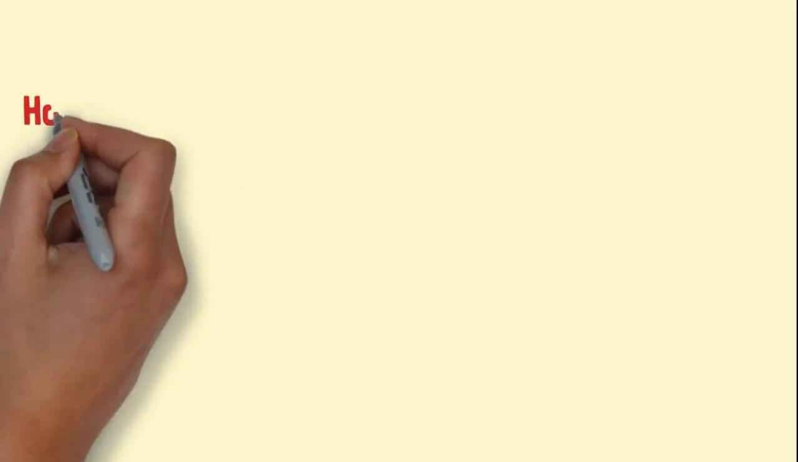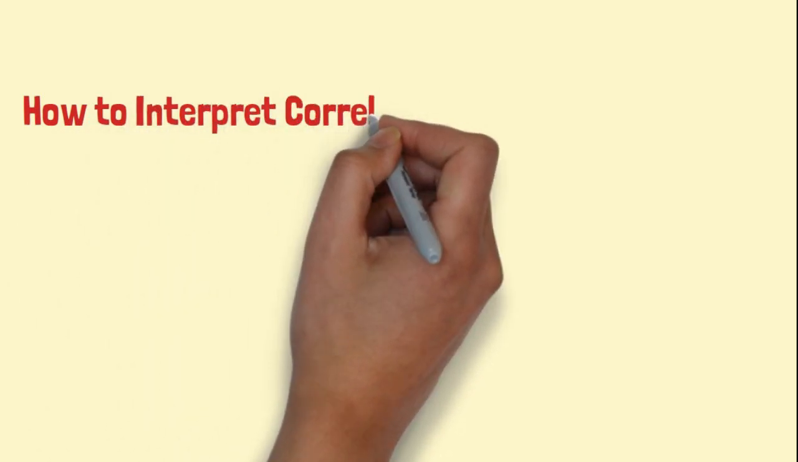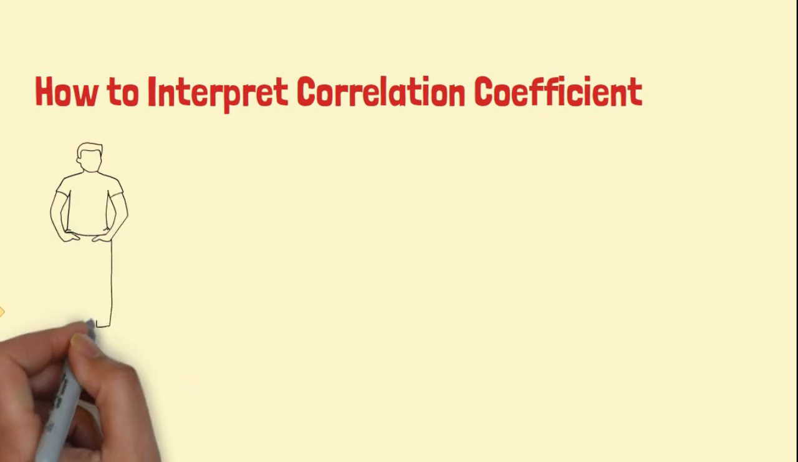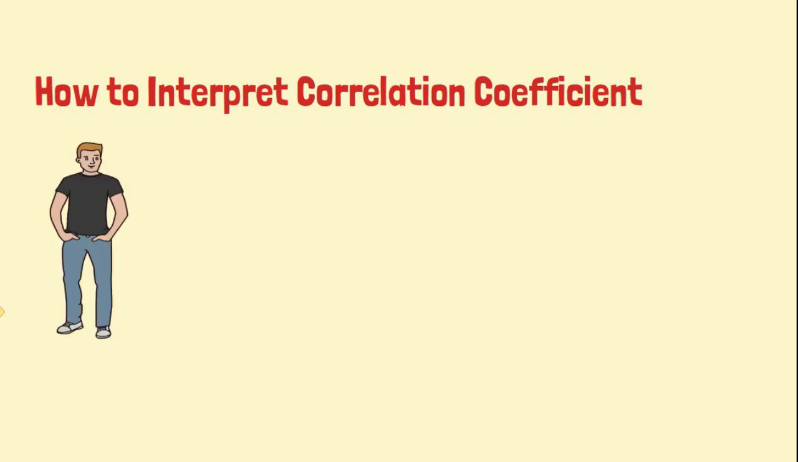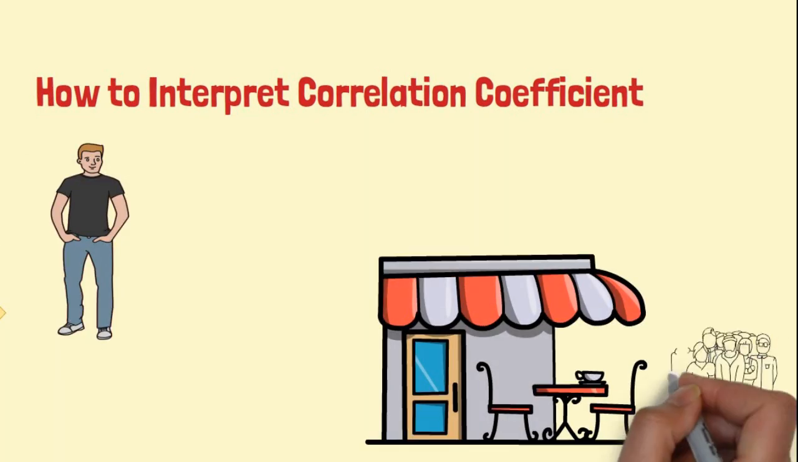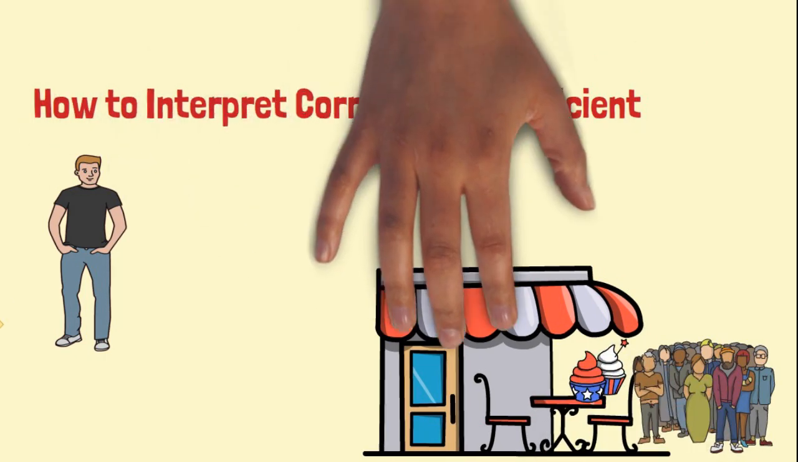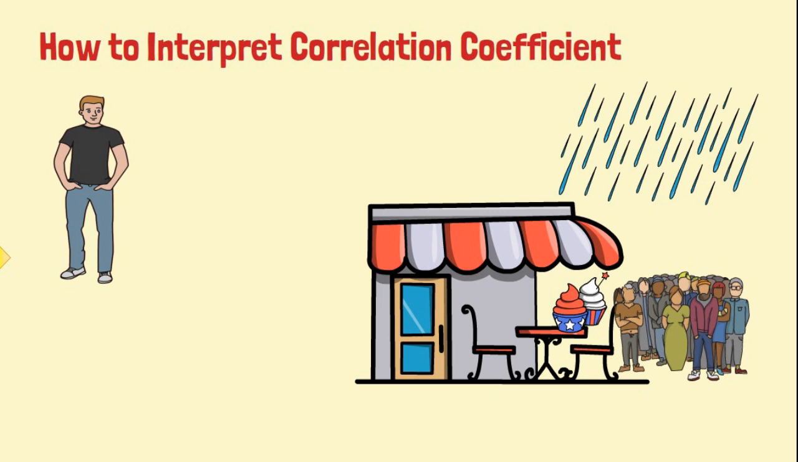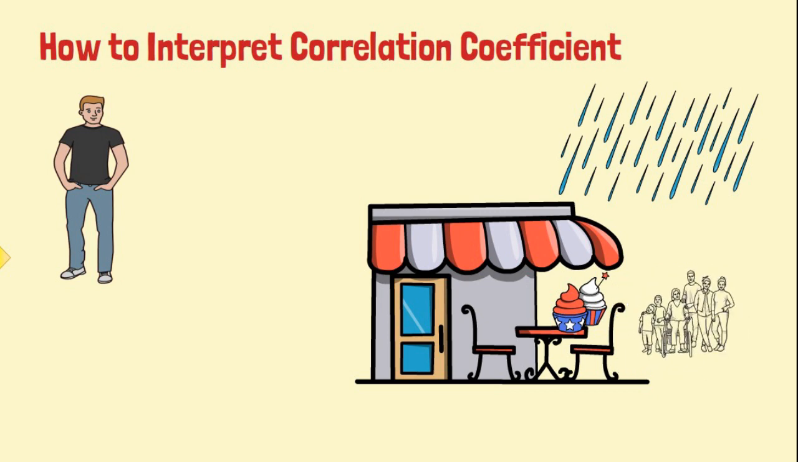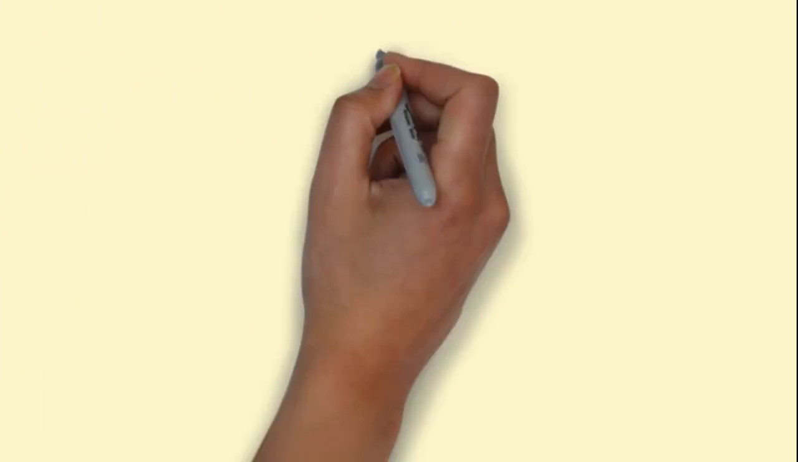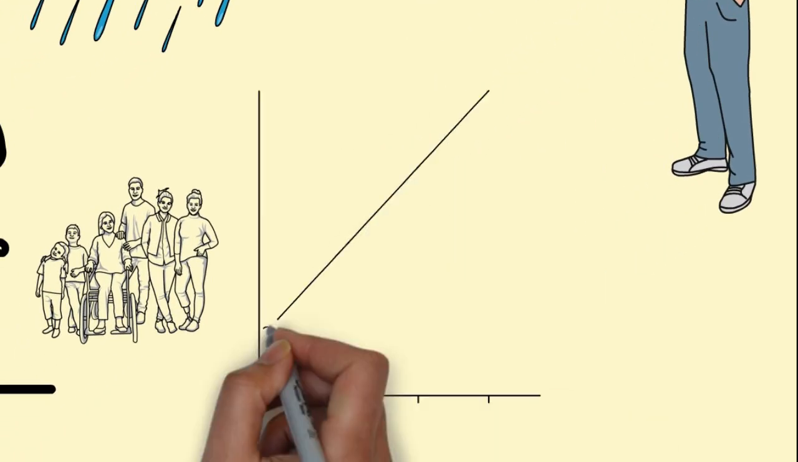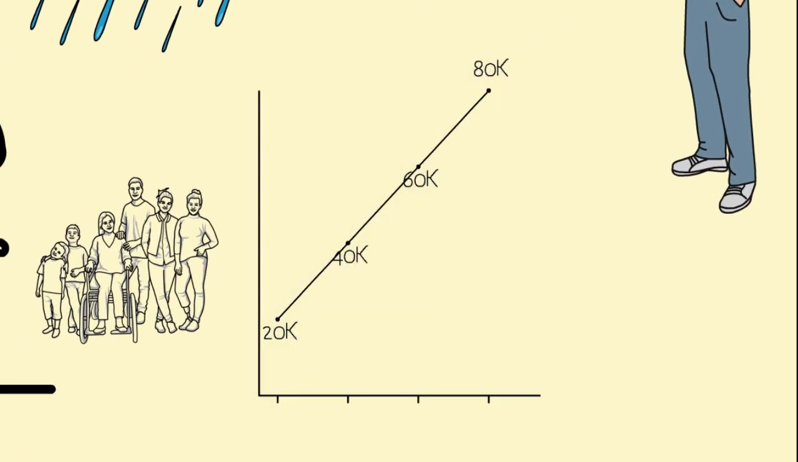We will be discussing how to interpret the correlation coefficient today. Let us assume there is a person called Mr. A. He has seen many people buying ice cream during summer, and in other seasons the sales of ice cream is comparatively lower. Now he is interested to know whether ice cream sales depends on the atmospheric temperature.